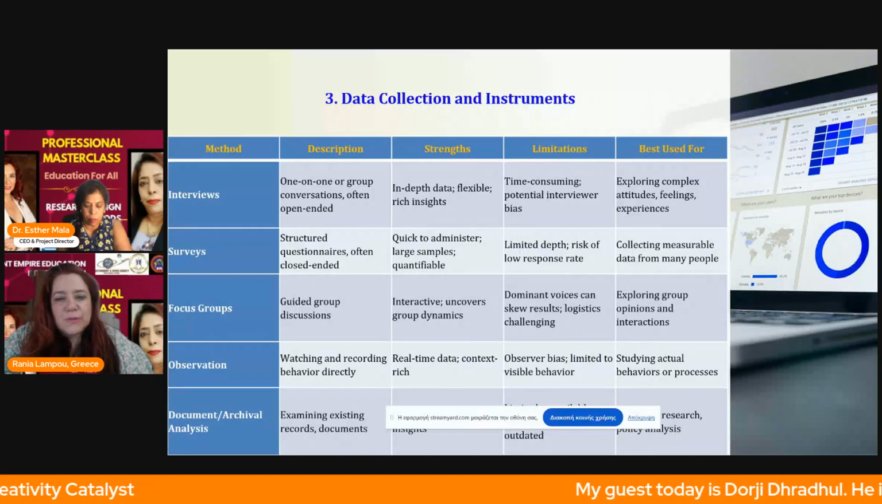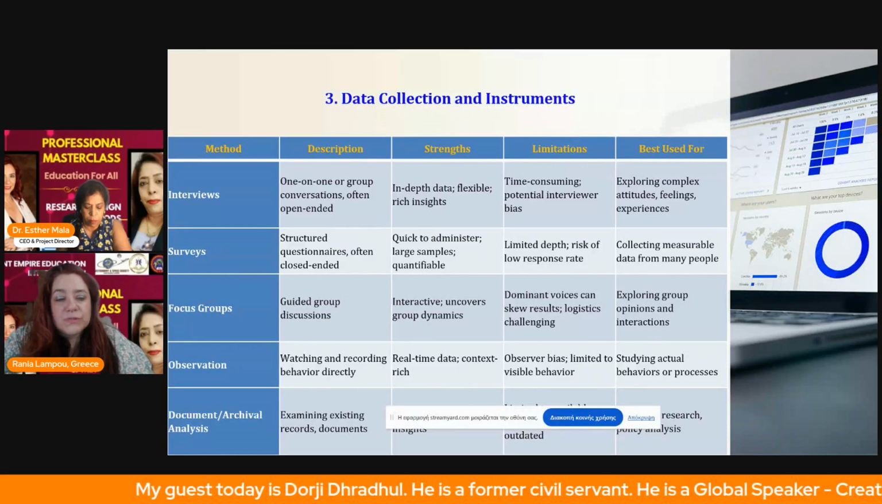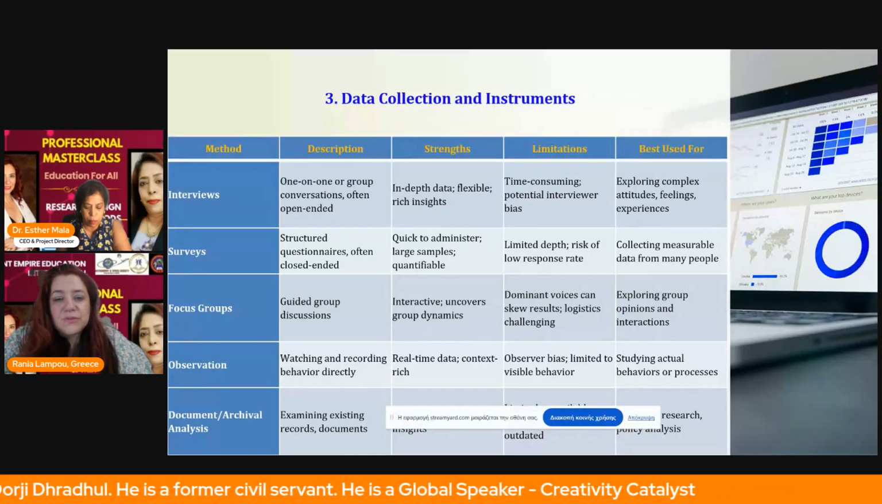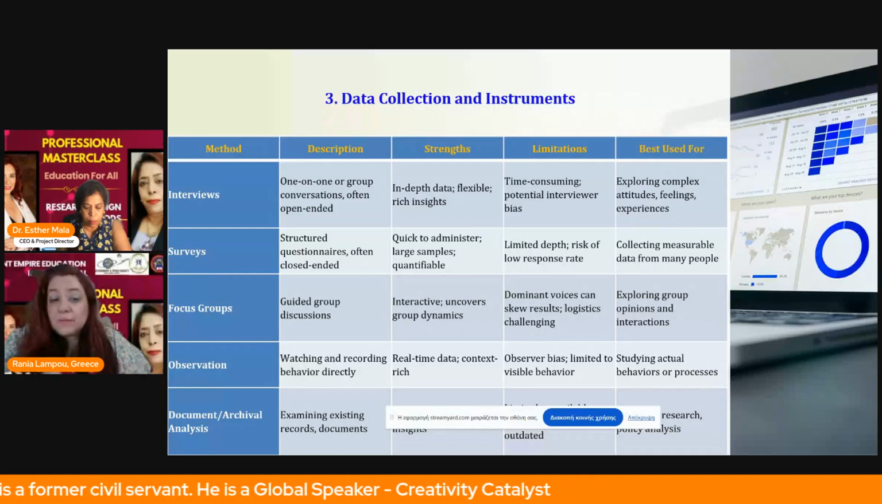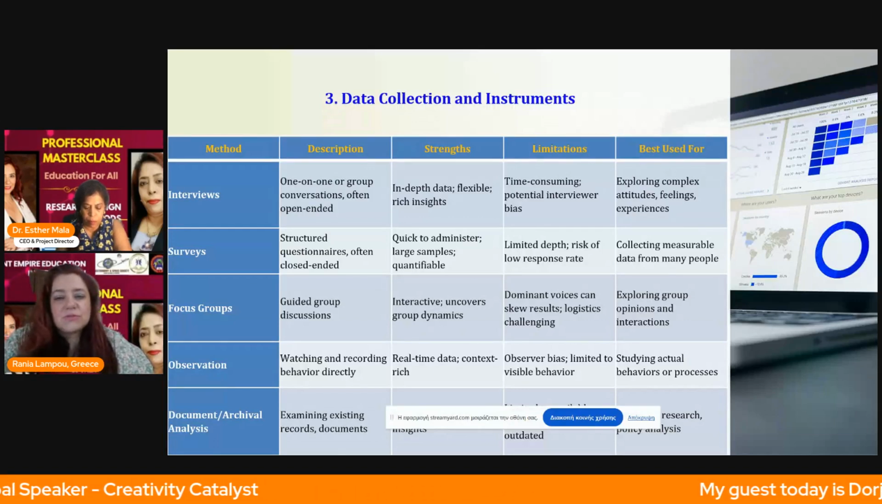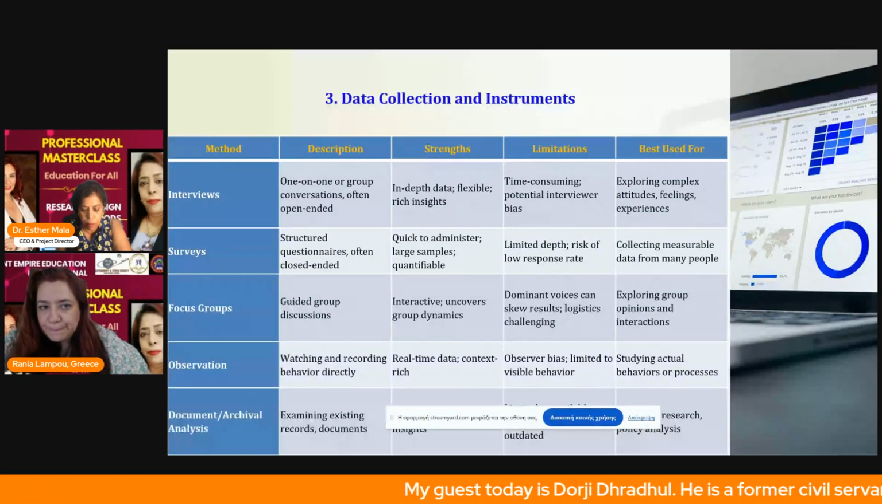When to use surveys? We can use surveys when we want to collect measurable data from many people. Surveys are structured questionnaires, often closed-ended. The strength is that they're quick to administer, and we have large samples which are quantifiable. The limitation is limited depth and the risk of a low response rate.